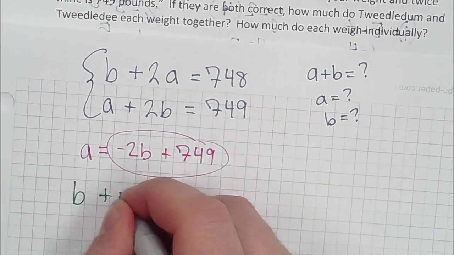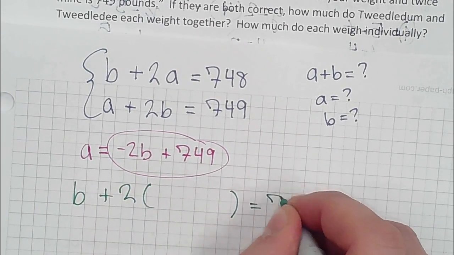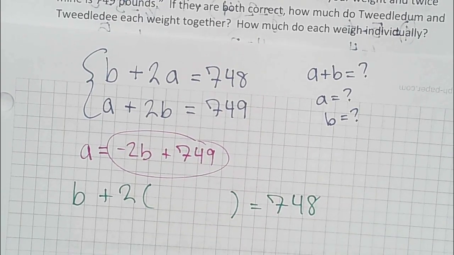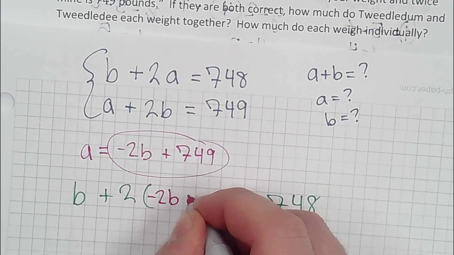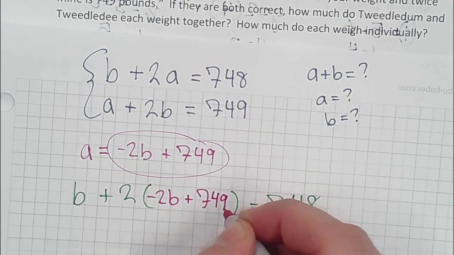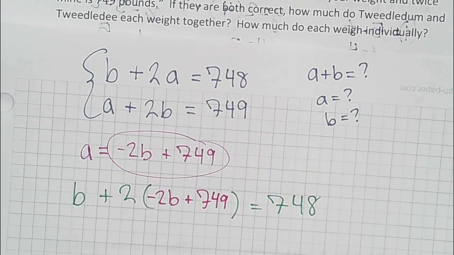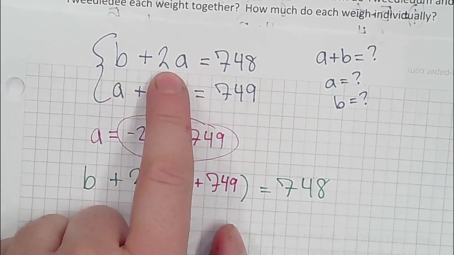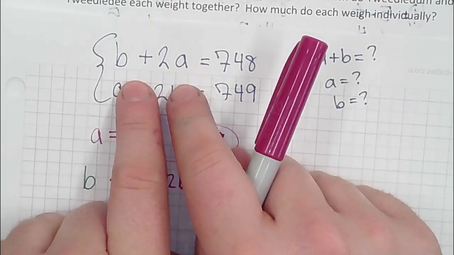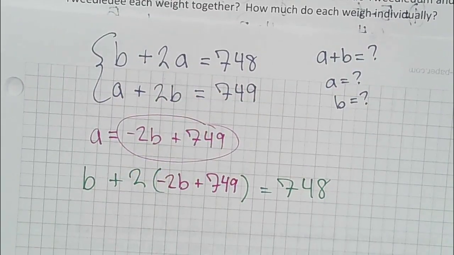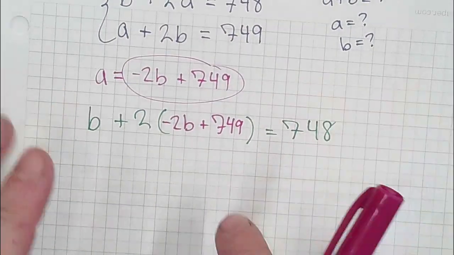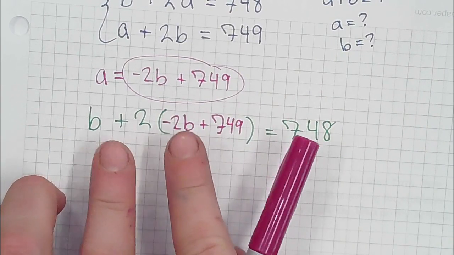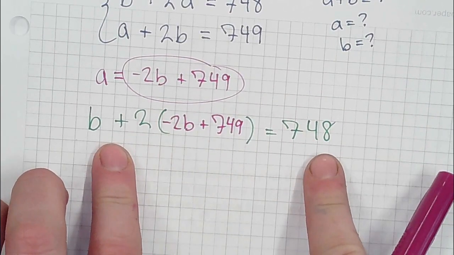I get B plus 2 times whatever A is equals 748. And A in terms of B is negative 2B plus 749. Now, what does this do for us? Why is this a good strategy? Substitution is a good strategy because instead of having an equation with two variables in it, where there's lots of numbers that might work, as we saw on one of the first problems on the first page, this gives us an equation where there's only one variable, and there should only be one number that gets us 748.